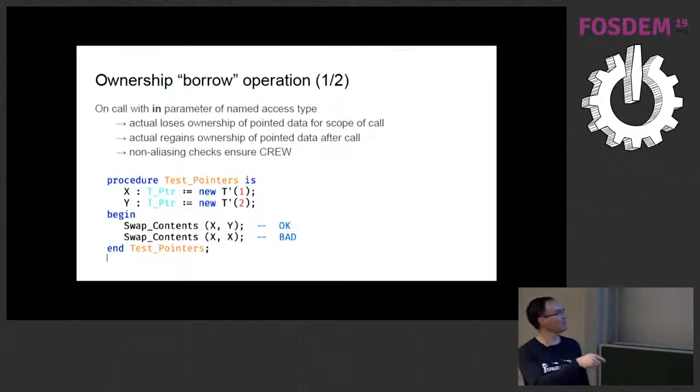So for example, if I call the swap contents, so swap contents was taking input parameters, X and Y. If I call it with X and Y, OK, there are two different pointers here. X and X is not, and it will be caught by the non-aliasing checks.